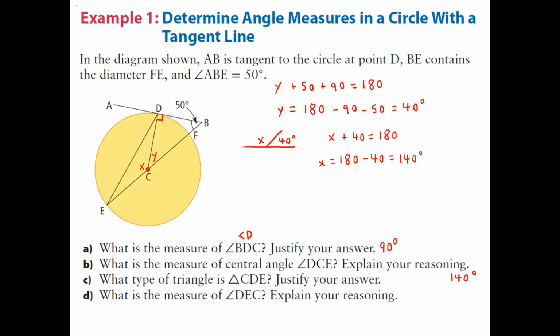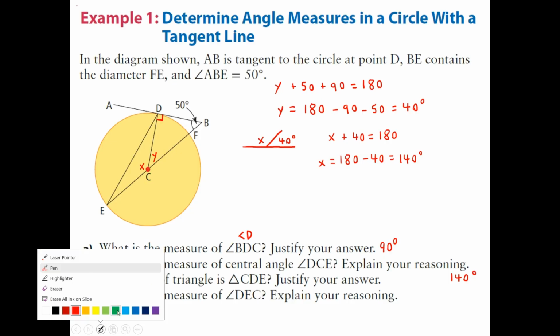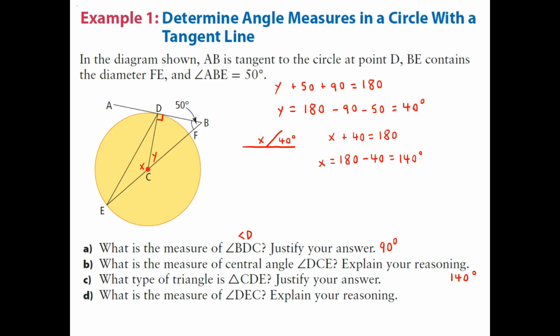Now for C, it asks what type of triangle CDE is. To help me answer this one, let me use a different color and I'll show you what I mean. Notice from C to D, that's the radius because I'm going from the center of the circle to the edge. And line C to E is also a radius because I'm going from the center of the circle to the edge. Since I have two radii, which are both the same length, I have two sides that are the same on a triangle. And since both of these lengths are the same, it means I have an isosceles triangle.